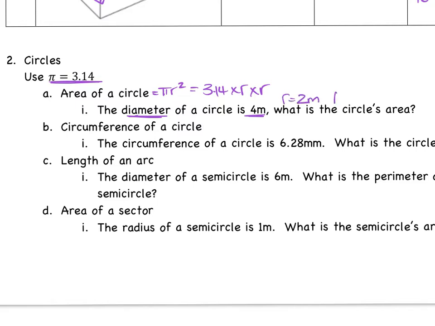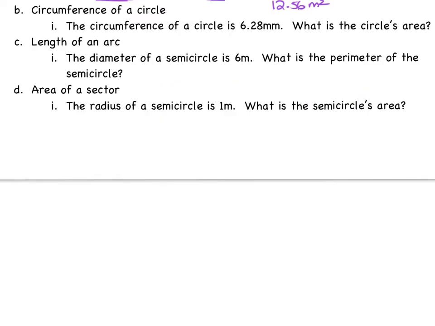So therefore the area would be equal to 3.14 multiplied by 2 multiplied by 2. And that gives us 12.56 meters squared. We know that circumference of a circle is either 2 by pi by r or pi by diameter.